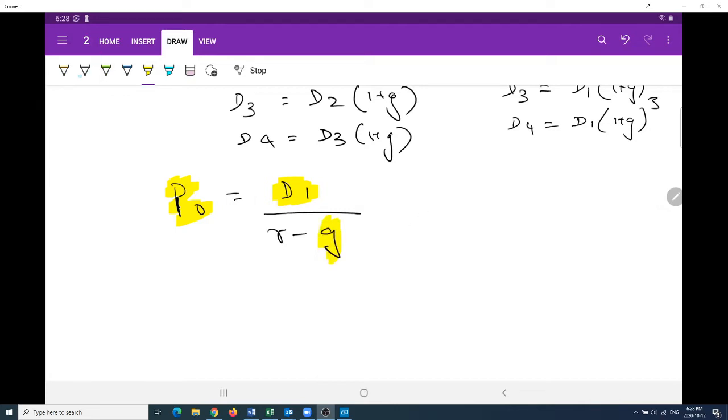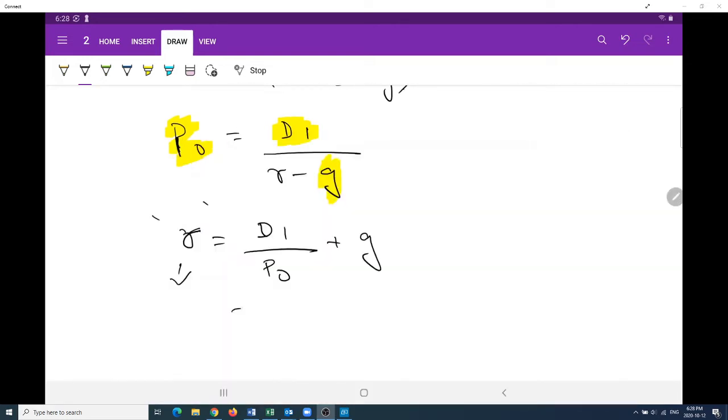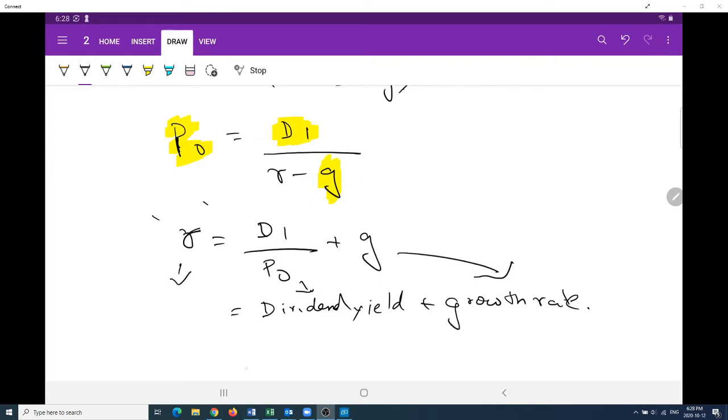So in this scenario, you can flip the equation, and the return on a stock can be thought of as the dividend divided by P0 plus the growth rate in terms of dividends. Right? So this will be the return which an investor receives. Okay, and this can be thought of as the dividend yield plus the growth rate. This exactly is the dividend yield and the growth rate is that.